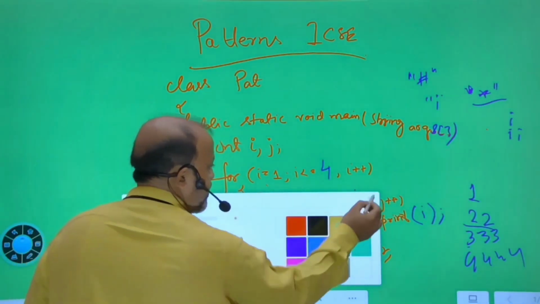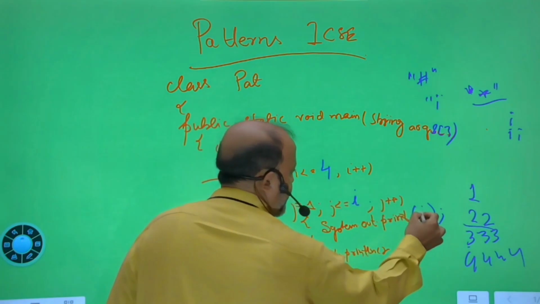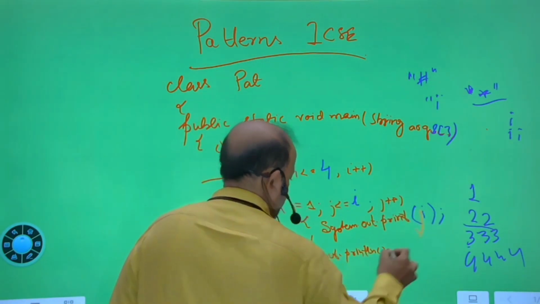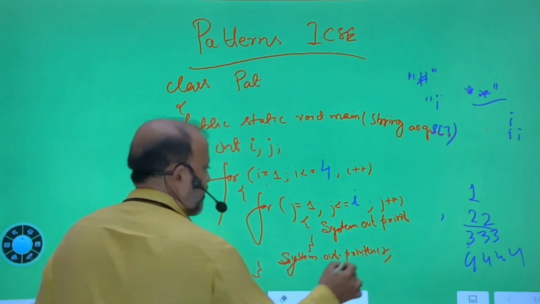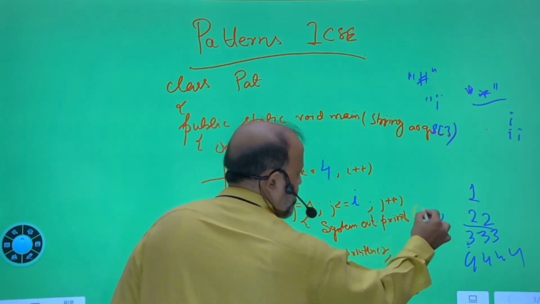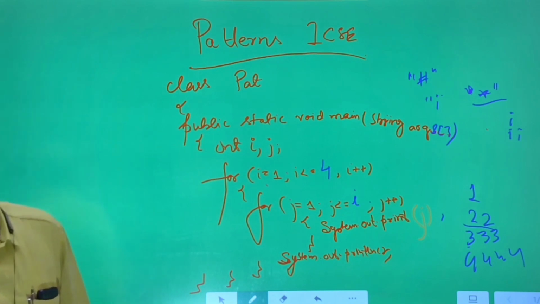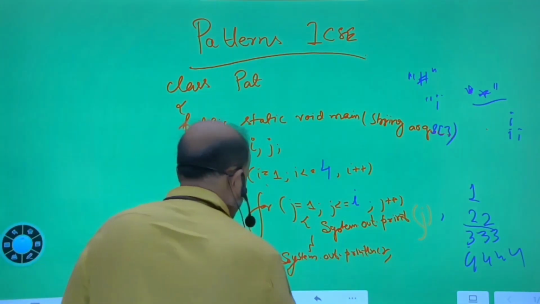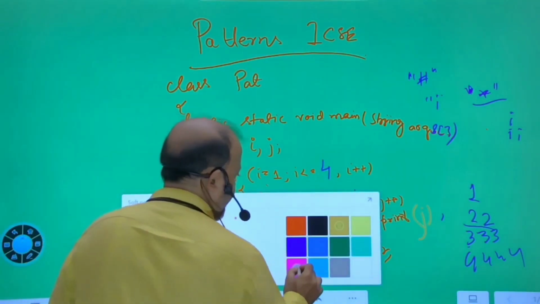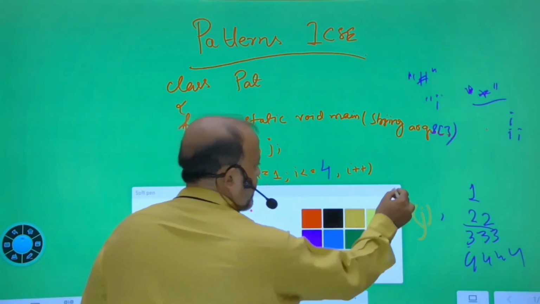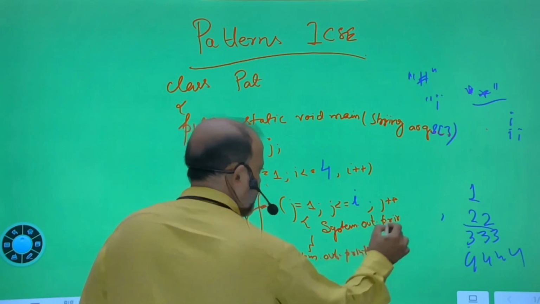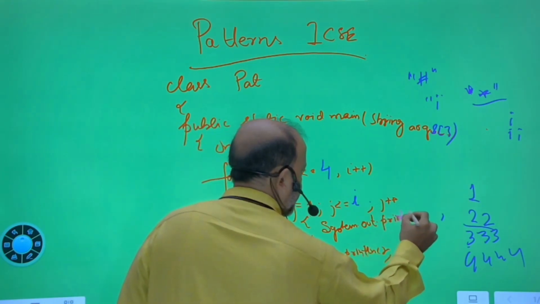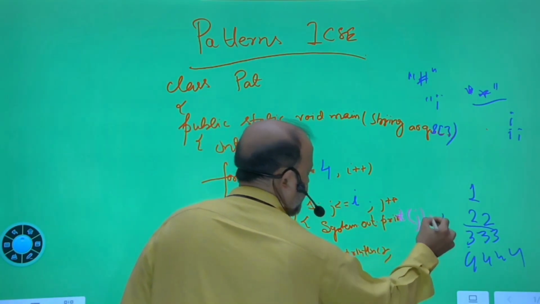I, suppose you are printing J. Instead of I, you are printing J. I think that J is not visible, need to change the color, a bright color is required, right? Yeah, now this is visible.